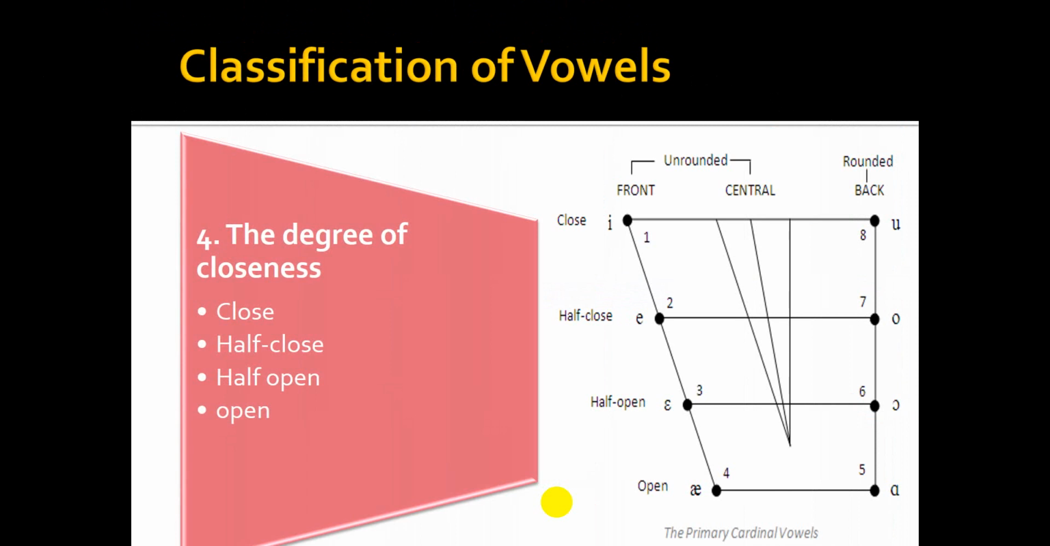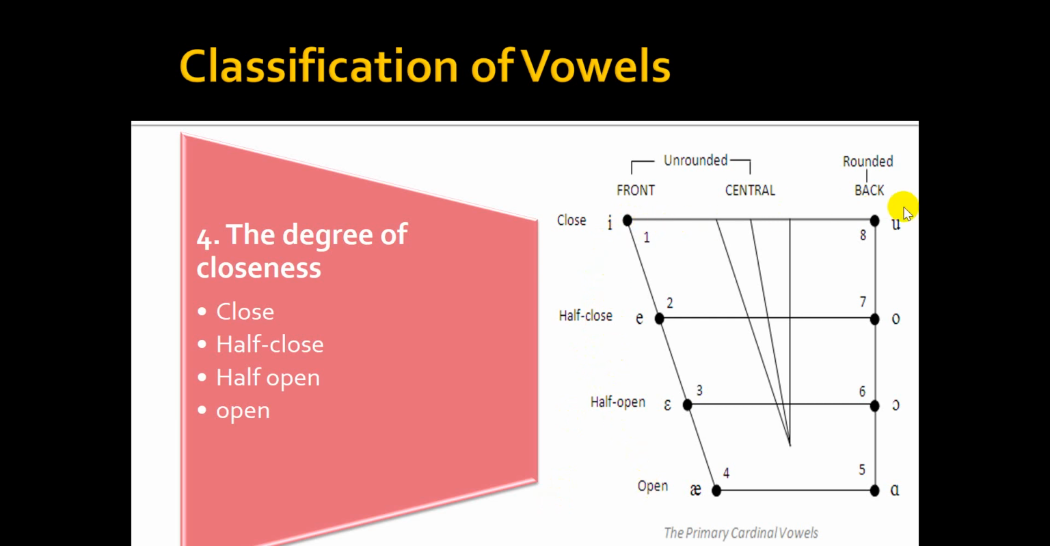Vowels can also be classified based on the degree of closeness. Degree of closeness actually refers to the distance between the upper part of the mouth and the lower part of the mouth. It can be close, half closed, half open, or open. Once again, close, half closed, half open, and open.